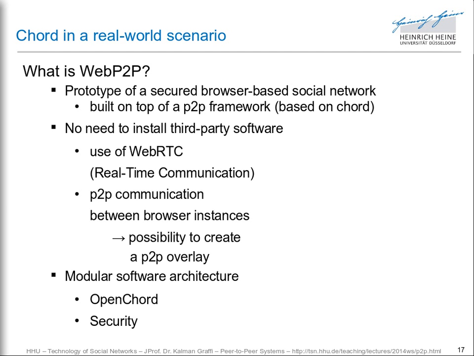First of all, what is Web Peer-to-Peer? It's a prototype of a secured browser-based social network, and it is built on top of a peer-to-peer framework, which is based on Chord. So it's a secured peer-to-peer social network. And the great advantage over other peer-to-peer software is that we don't need to install any software, because you only need your browser.